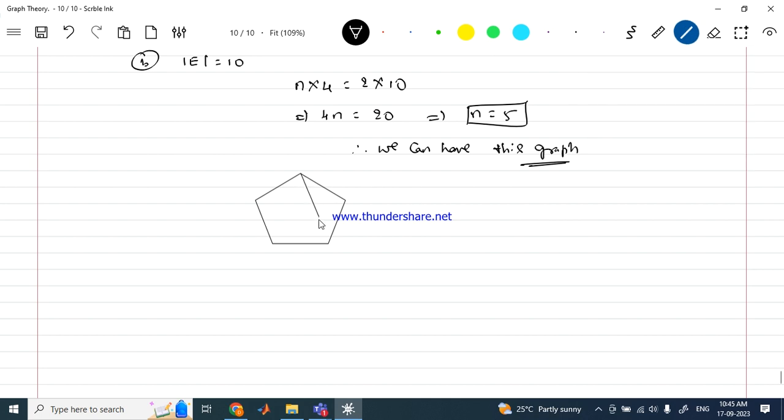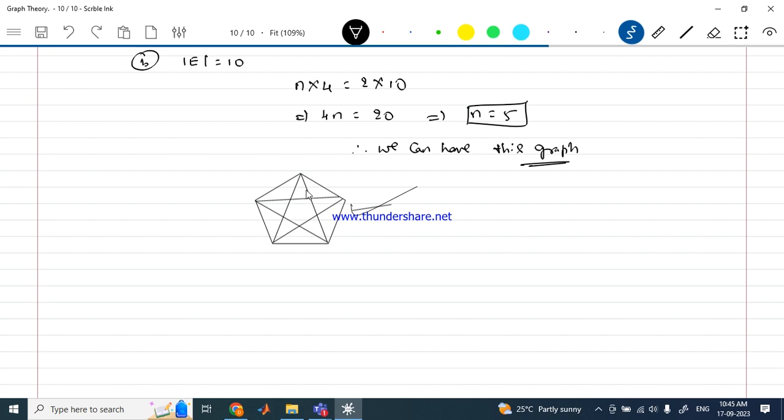Four, four, four, four, four. So this is the graph we are talking about. It's a 4-regular graph with 5 vertices and how many edges? 10 edges. Outside 5 edges and inside another 5 edges, so totally 10 edges are present in this graph.